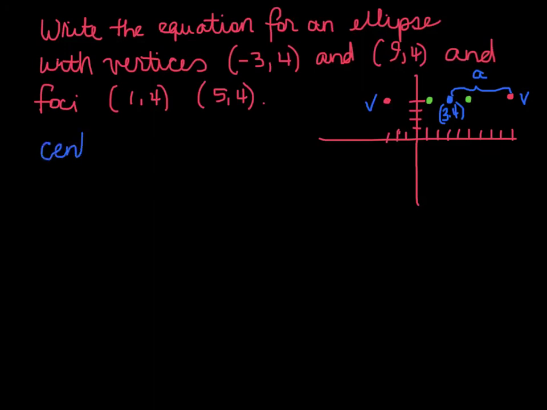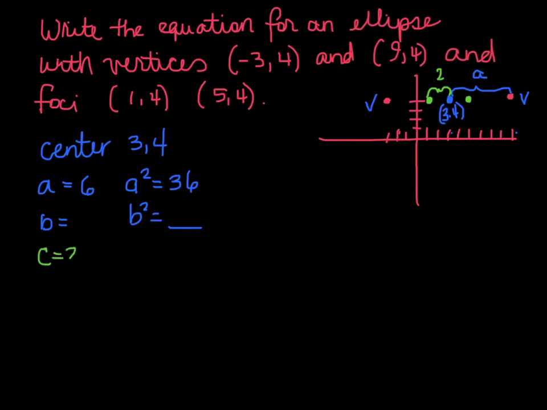So I know my center is 3, 4. My a is from 3 to 9, which would be 6. So my a squared is 36. Now what I'm missing is my b, really my b squared. So why do they give me this information about c? Remember, this distance right here is c. So this distance is 2. So I know that c is 2 and c squared is 4.